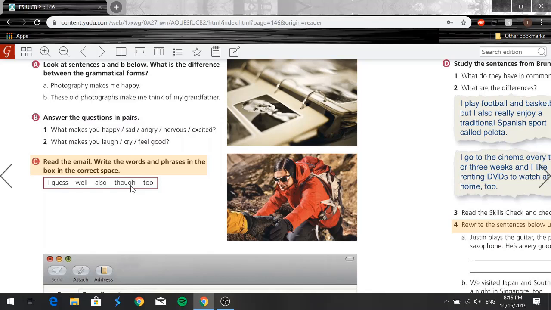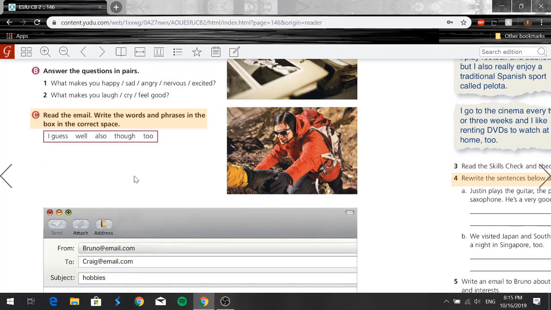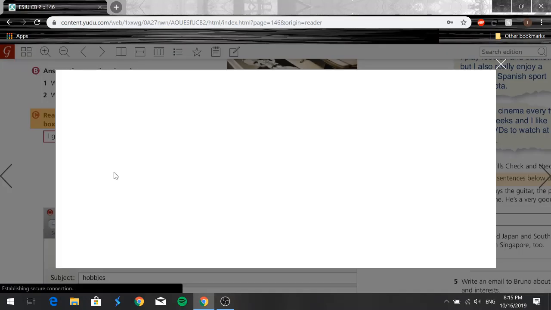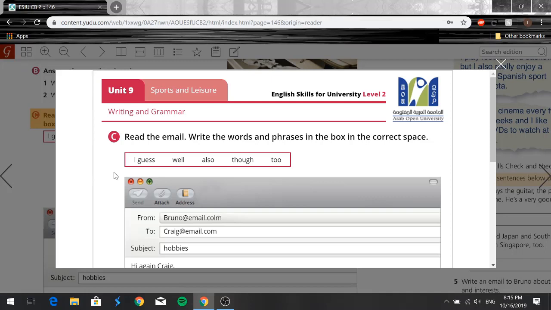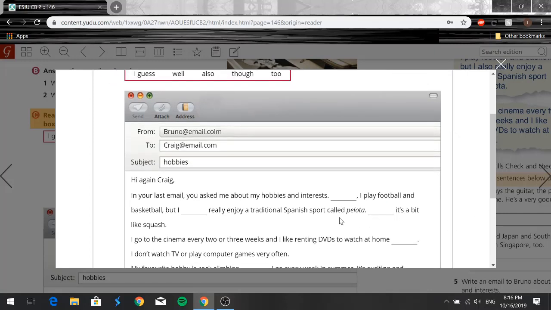And then we have exercise C. Read the email, write the words and phrases in the box in the correct space. Okay, so let me open this so you guys can get a better view. We have I guess, well, also, though, and too. So this is an email, and as we're reading it, we're going to be adding these words and phrases in the correct space. Okay, so here we go. Hi again, Greg. In your last email, you asked me about my hobbies and interests. Dash, I play football and basketball. Well, we'll say, well.